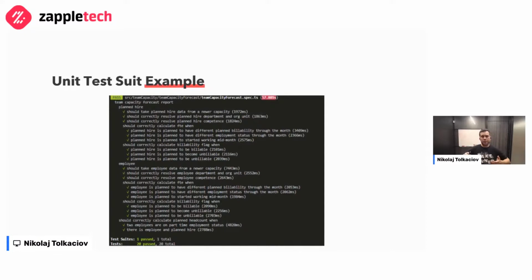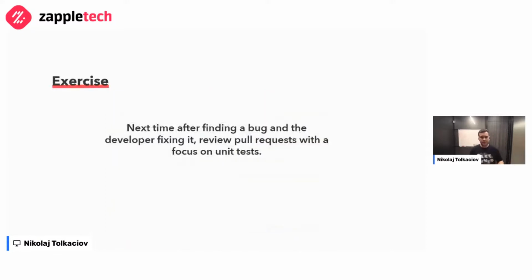So one of the exercises you can take for next time to start your journey into looking at what unit testing is: you can look at a bug fix. The next time you have a bug fix, you go to the pull request and you look at what has been changed. Is there any unit test written?